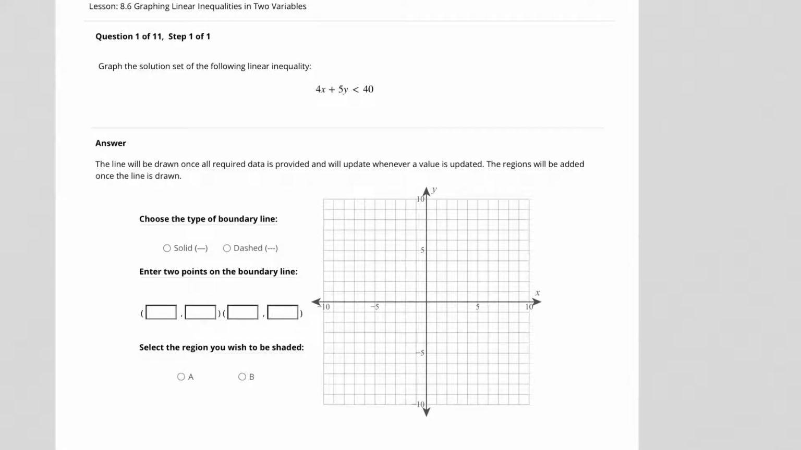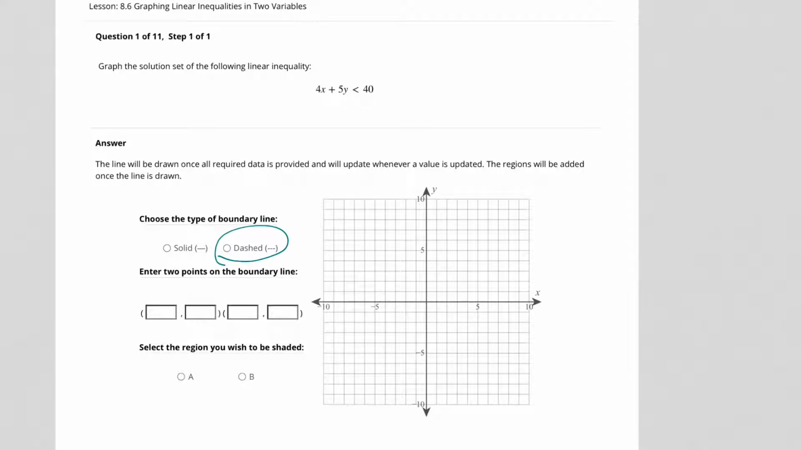First problem, we are to graph the solution set of the following linear inequality: 4x plus 5y is less than 40. The very first question we have to answer down here is whether we have a solid or a dashed line for our boundary. Since it's less than, we have a dashed line.